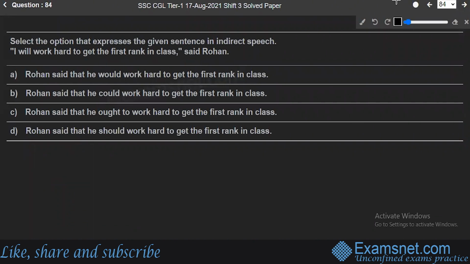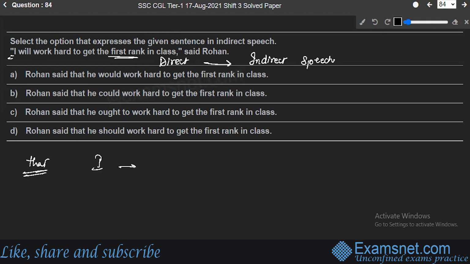This question says select the option that expresses the given sentence in indirect speech. The sentence is: "I will work hard to get the first rank in the class," said Rohan. First of all, the given sentence is in direct speech. You have to convert this into indirect speech. Okay. Basic rules for changing direct to indirect speech: first of all, you will remove the inverted commas and a "that" will be added.